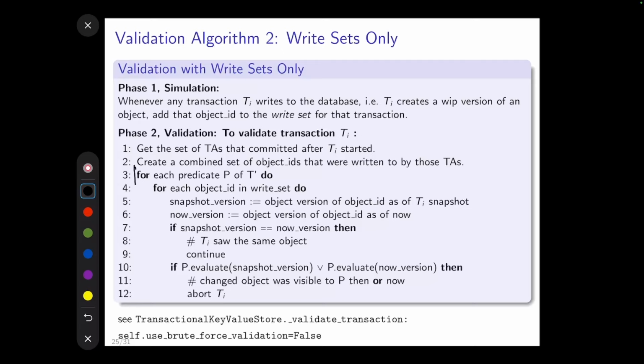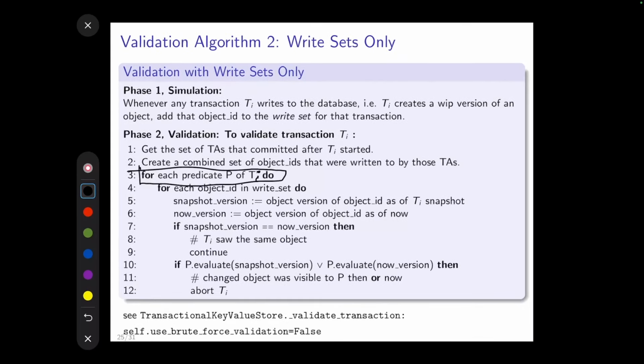So for each predicate of the transaction I'm trying to validate. So this T prime should actually be TI, sorry, that's a bug. That should be TI, I'll fix that. So I'm trying to validate transaction TI. It gets a set of transactions that committed after TI started. We had that. Create a combined set. We had that.